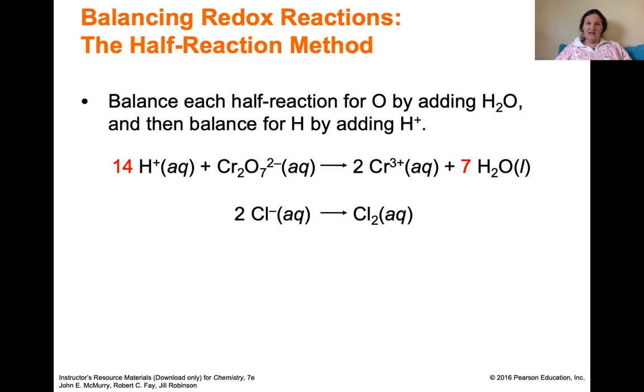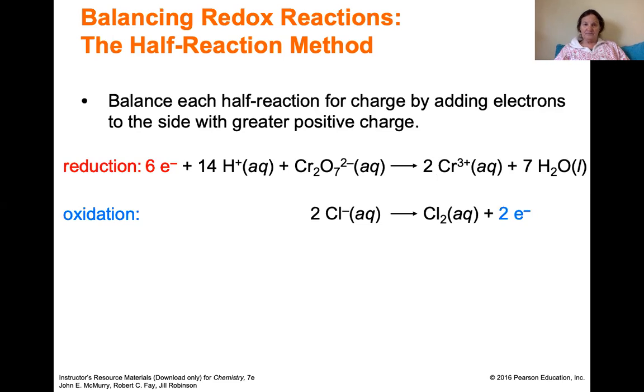Dichromate has 7 oxygens on the reactant side, so we have to make 7 waters in order to get the oxygen to balance. Once you add 7 waters to the product side, then you need 14 H+ on the reactant side in order to get the hydrogen and the oxygen balanced. In the second half reaction, there is no oxygen or hydrogen, so this step isn't necessary.